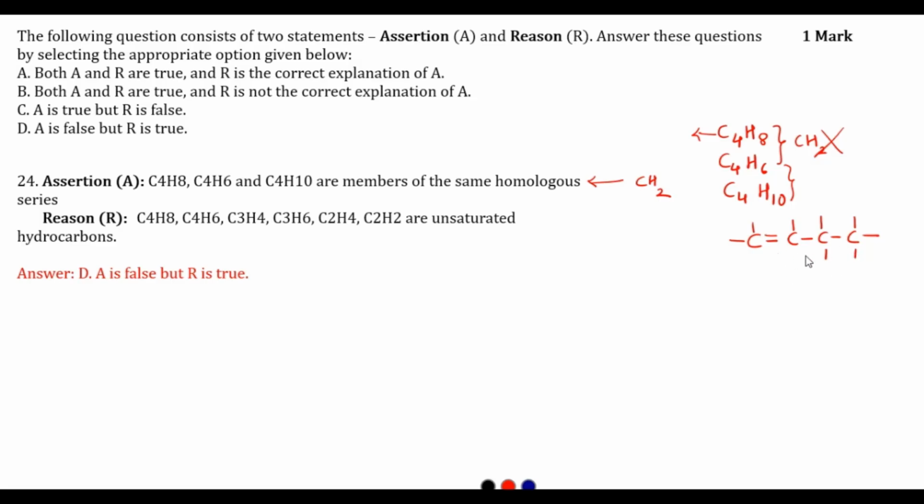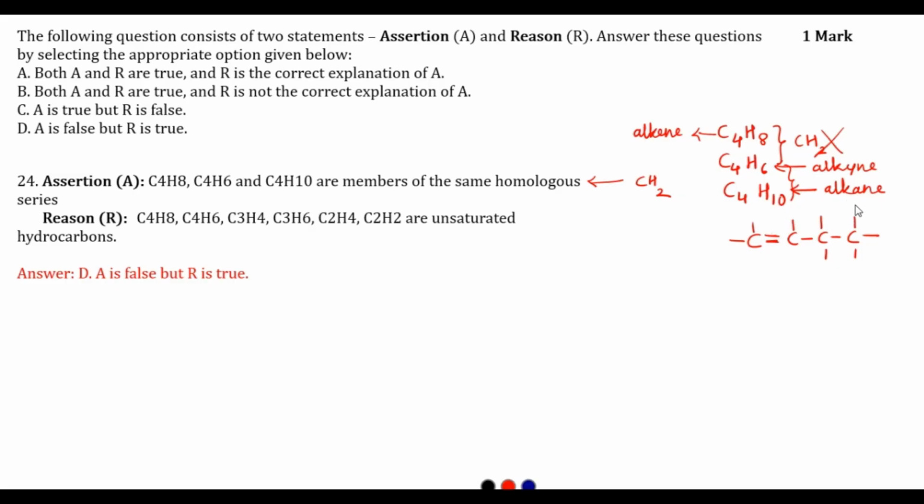So it is nothing but what? It is having a double bond, which means it is alkene. And the last one, if you see C4H10, it is alkane because it is H10. And if you see this one, it is alkyne. So these all are the members of different homologous series.